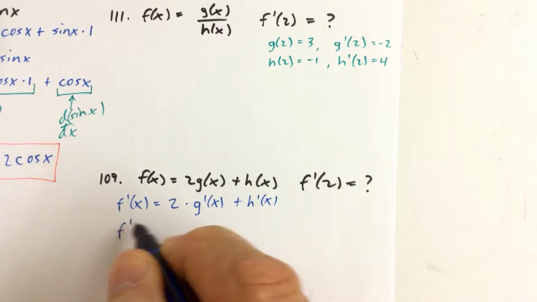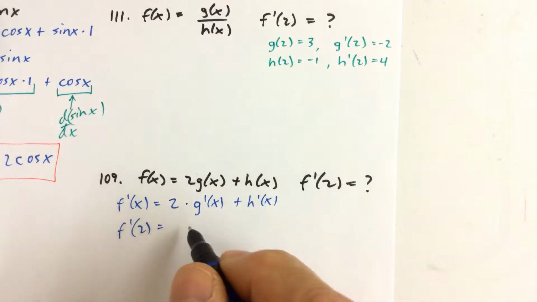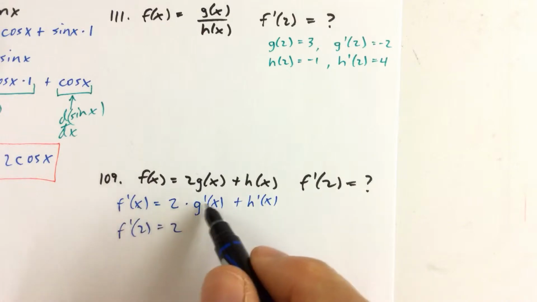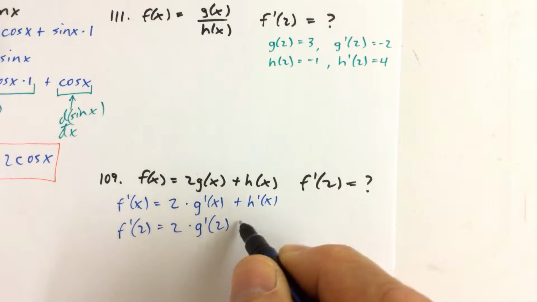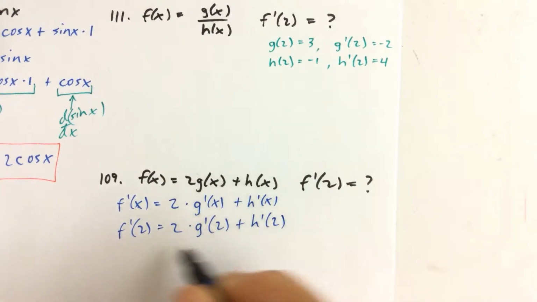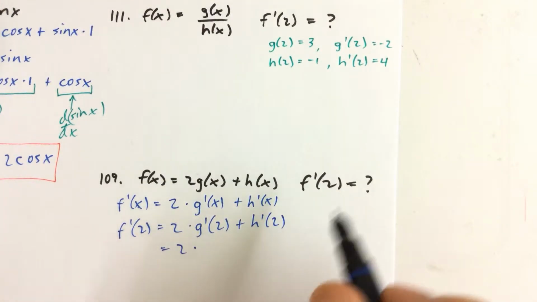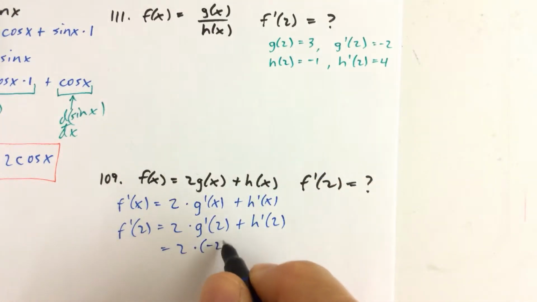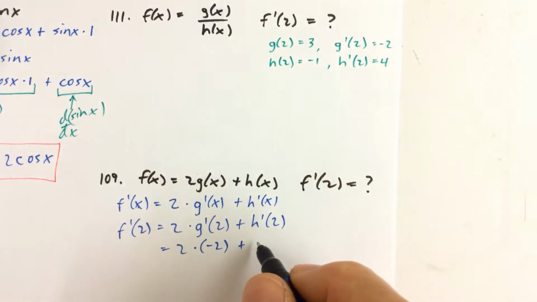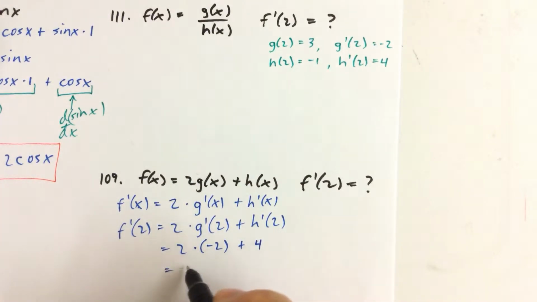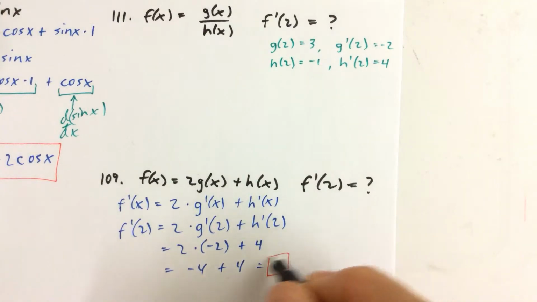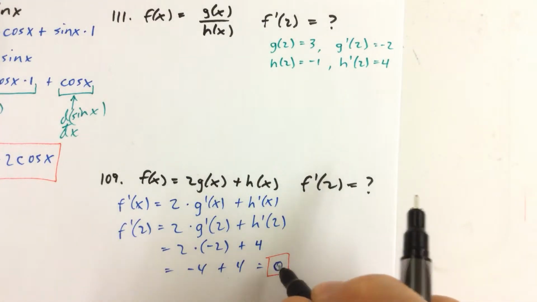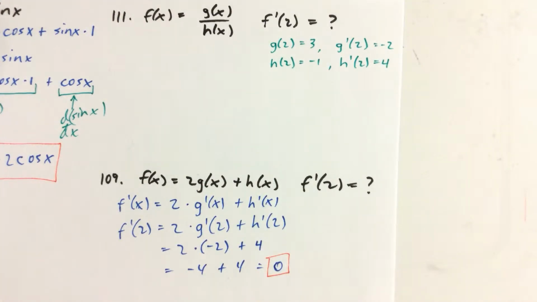But we don't want to stop there, because we want to answer the question. F prime of 2: since f prime of x depends on x, would we just replace x with 2? That's it. And we're given those values. That's why we're given those values up here. G prime of 2 is negative 2, and h prime of 2 is 4. So we have negative 4 plus 4. So f prime of 2 is 0. That's not a very good 0, but there you go. F prime of 2 is equal to 0.